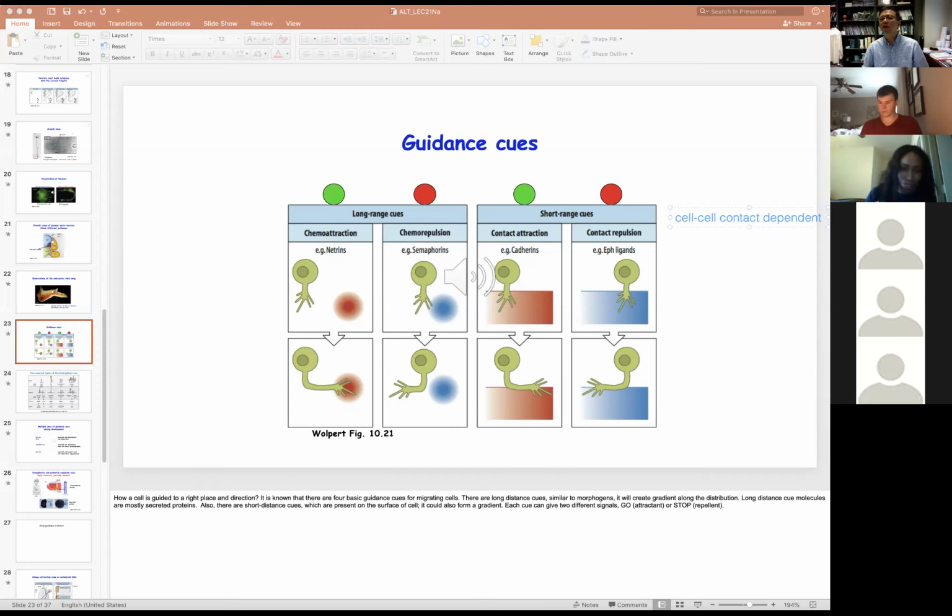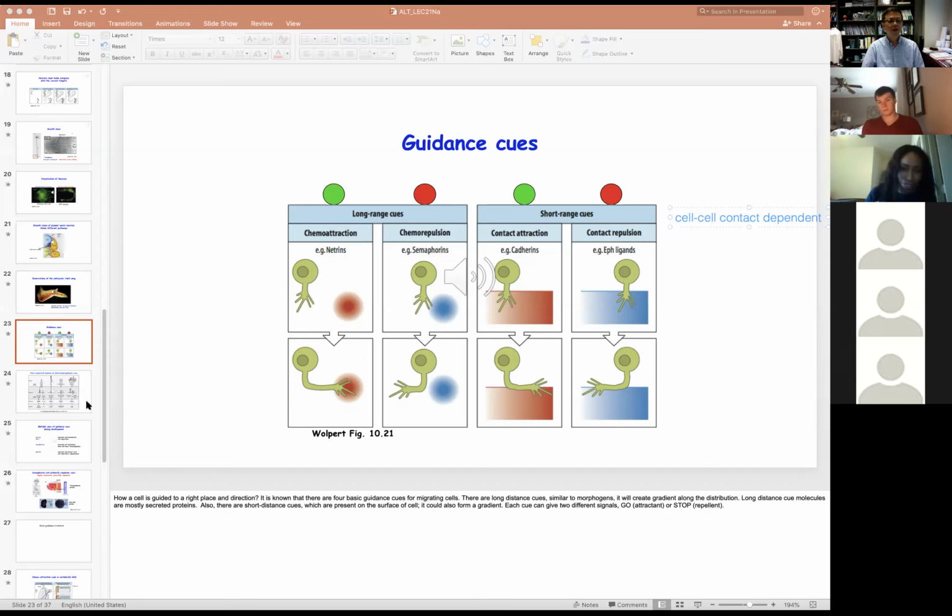Cell contact dependent. Okay, right. So it could be a green signal, isn't it? But if they don't like each other, then they'll just move away. So it could also be a repelling signal. Largely we have this kind of signal. It could be a chemoattractant or chemorepulsion, which is a long-range cue. But it could also be a contact attraction or a contact repulsion. It could be a green signal or red signal, which is attracting or repelling.